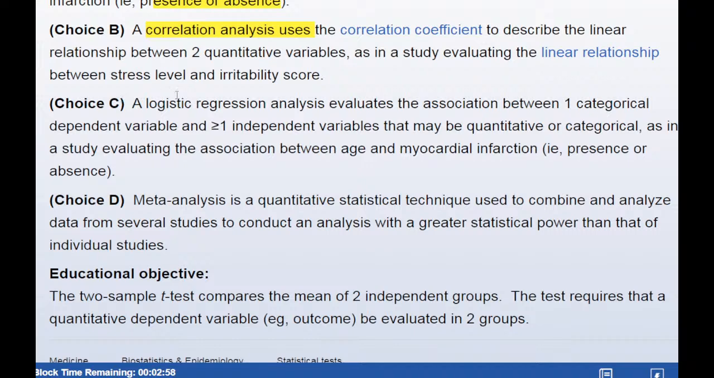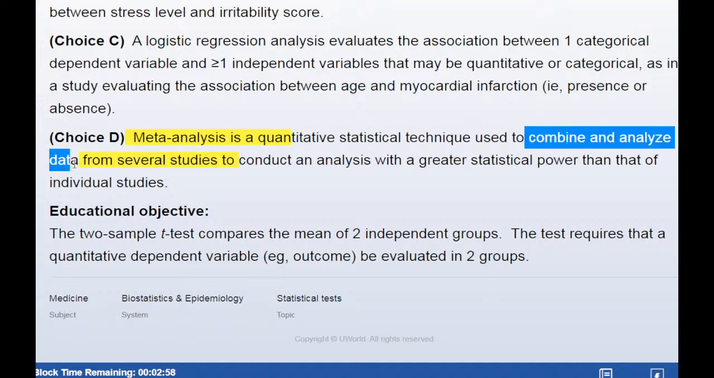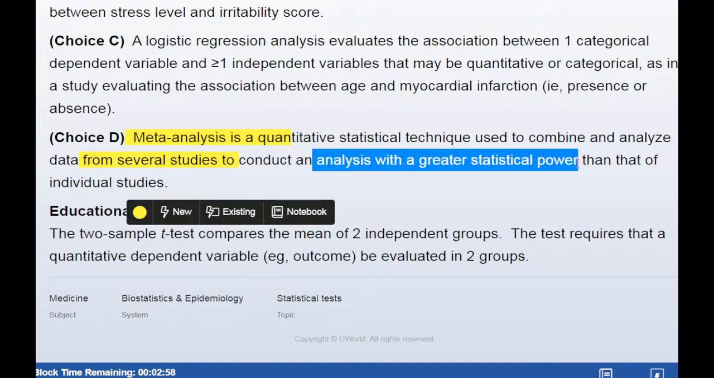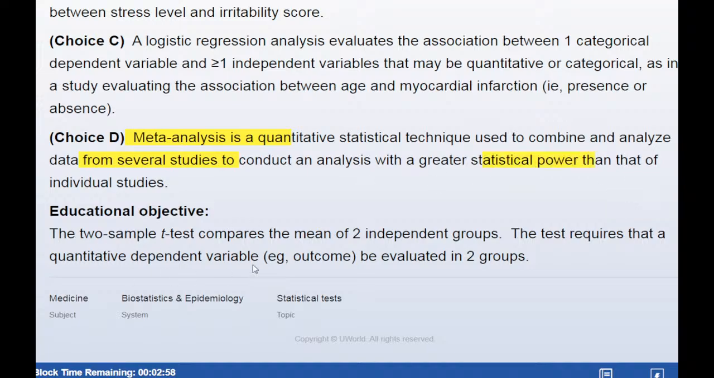Okay. So logistic regression analysis evaluates association between one category. So that's meta-analysis. Okay. Meta-analysis is a quantitative statistical technique used to combine and analyze data from several studies to conduct an analysis with the greatest statistical power. Yeah, if you have 10 studies with 10 patients, you then have 100 patients when you combine all those studies.